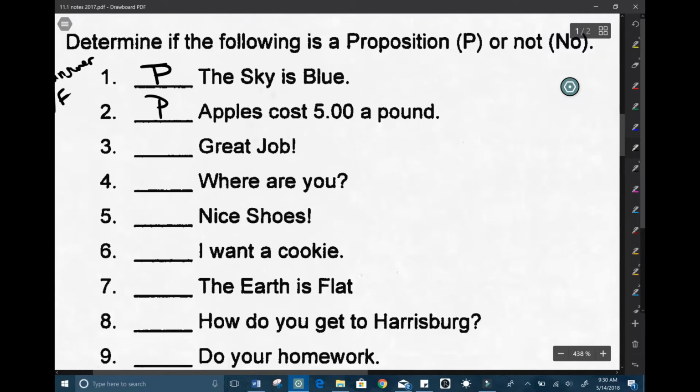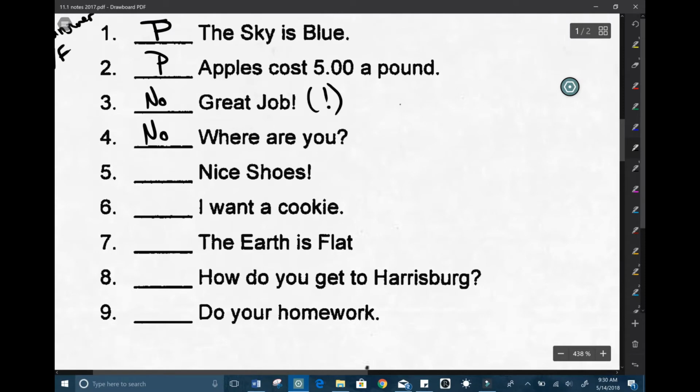Great job! That's an exclamatory statement, so that is no. Where are you? No, because that's a question. Nice shoes. Spiffy shoes. No as well. I want a cookie. That is a proposition. You could say that's true or false. I personally don't want a cookie.